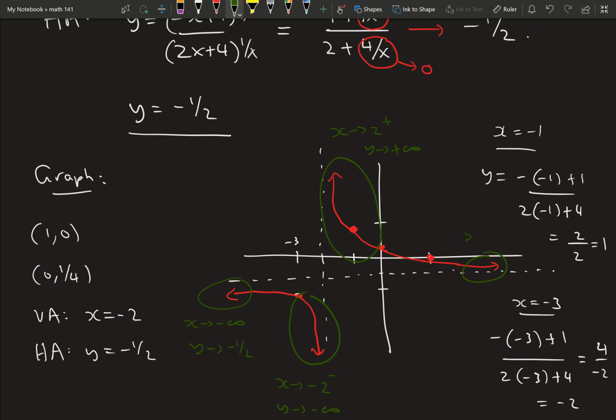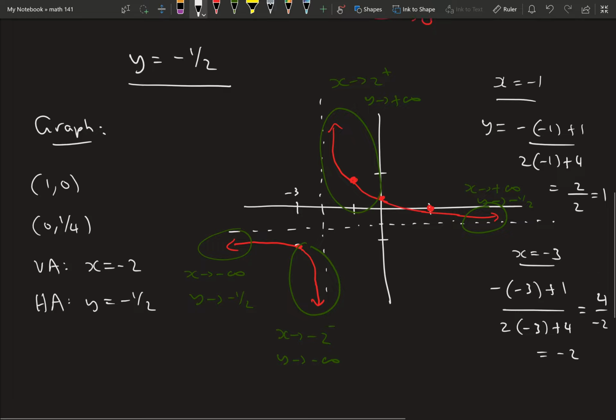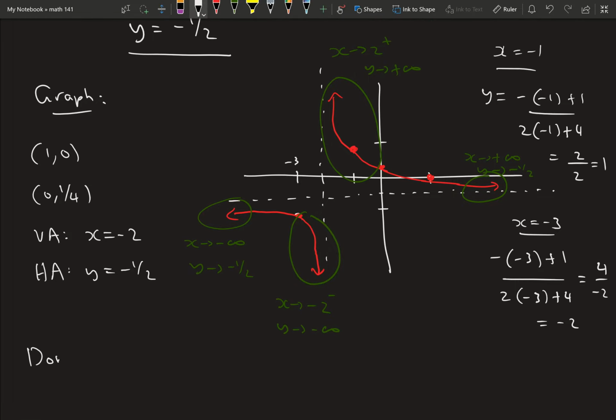And on this side over here, as x goes to +infinity, y goes to -1/2. So those are the graphical portion illustrating what exactly a vertical and horizontal asymptote are. And so the last portion here is our domain and range. Our domain, remember, is just remove x equals -2, because that's where our vertical asymptote was. So we have -infinity to -2, as well as -2 to +infinity.